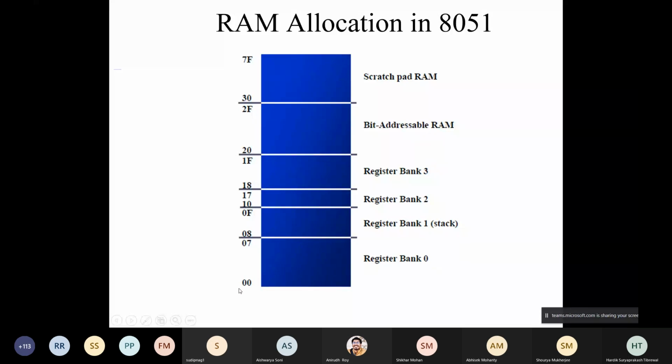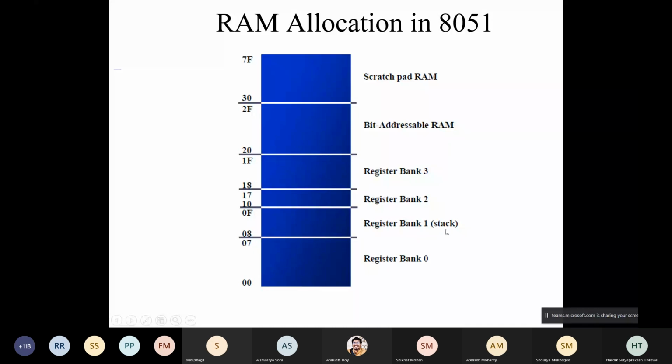Bank 0 has R0 to R7. Bank 1 has another R0 to R7. Bank 2 will have a third group of R0 to R7. Bank 3 will have a fourth group of R0 to R7. So all of these are 8 locations of 8-bit addressing.